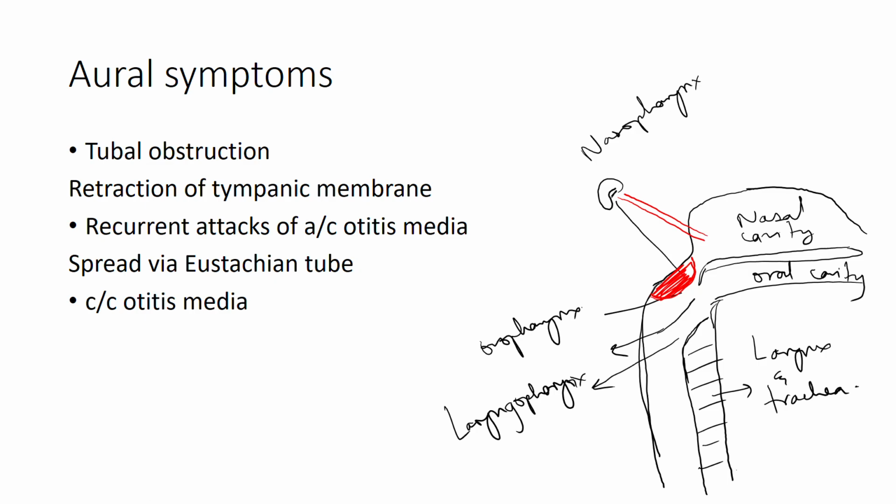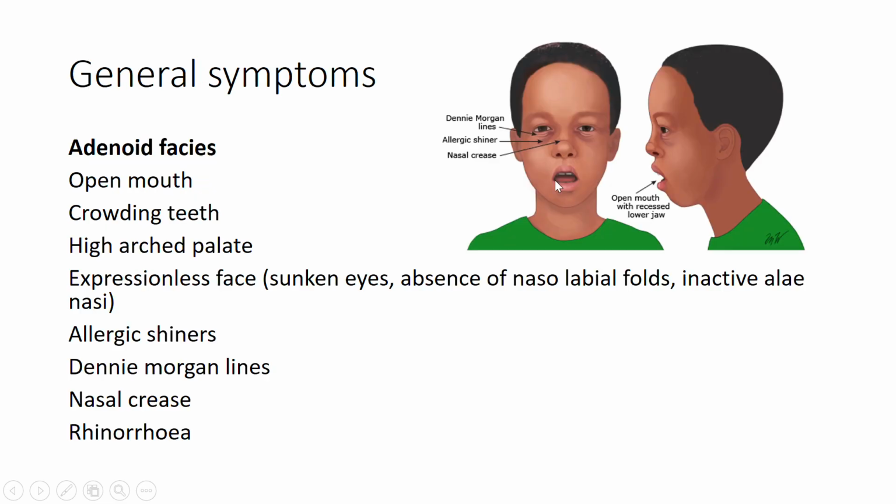Okay, or a conductive hearing loss can be seen. Another thing is, because of the infection here, there can be recurrent attacks of acute otitis media. Because if this is infected, this can travel to the ears and cause otitis media. Now, if this acute otitis media is not treated, or if it is very recurrent, it can turn into chronic otitis media. So these are the symptoms caused by adenoids at the level of the ears.